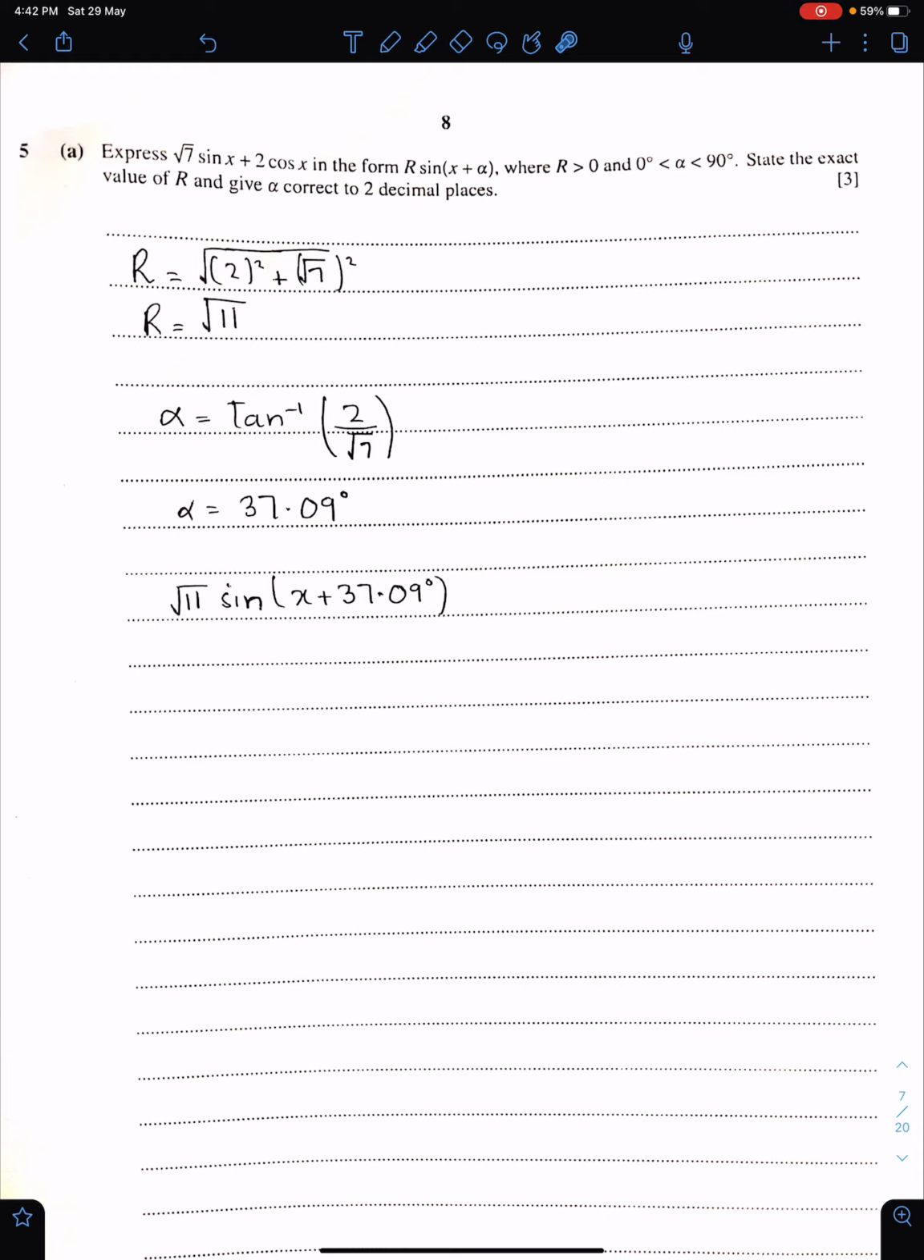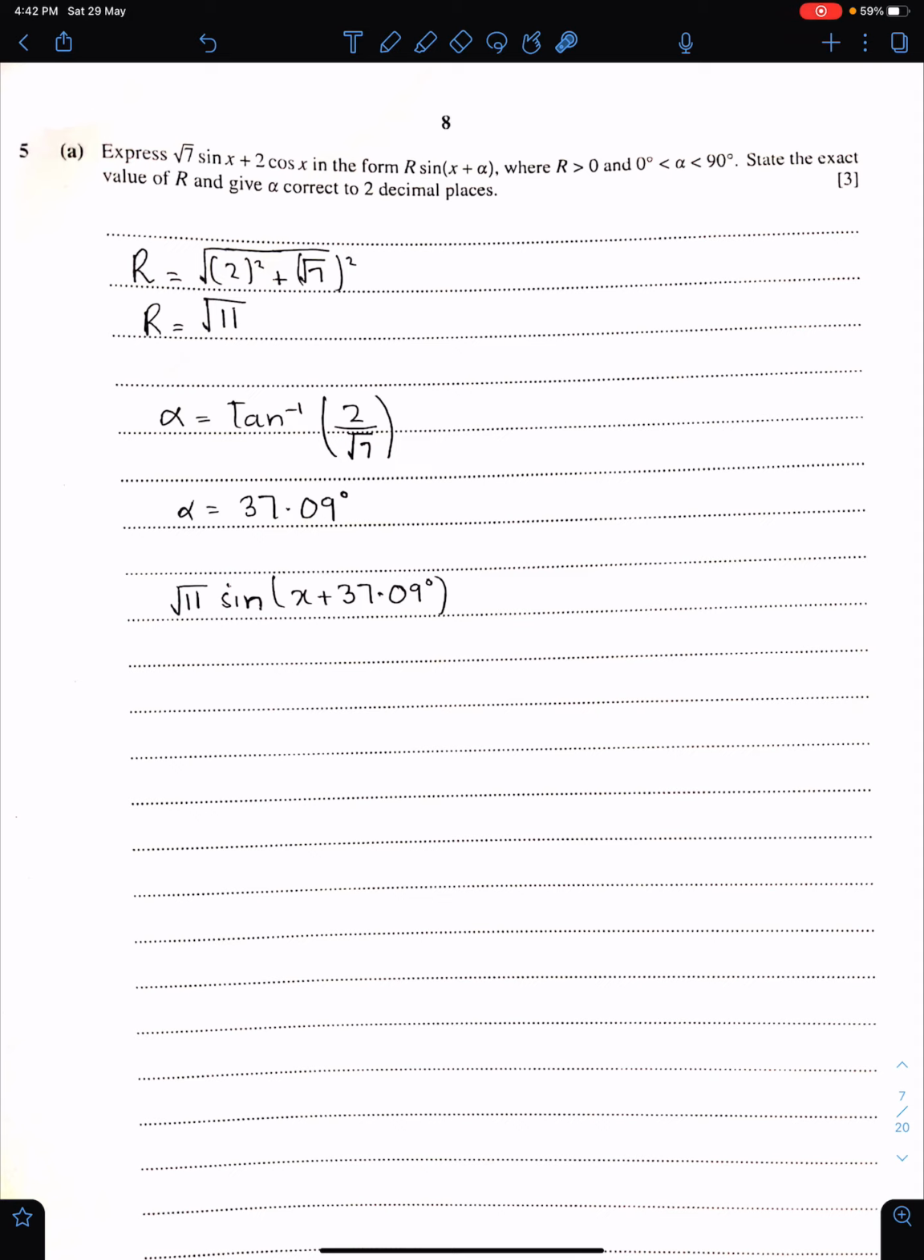Question number 5. Express root 7 sin x plus 2 cos x in the form r sin(x plus alpha). Since we have sine function here, the coefficient of sine in this equation will be a. So a is root 7 and b is 2. You know the formula of r, it's root of a square plus b square. This is the exact value of r.